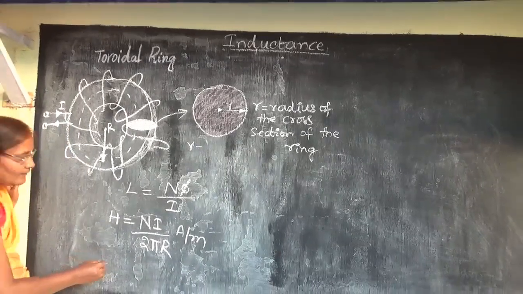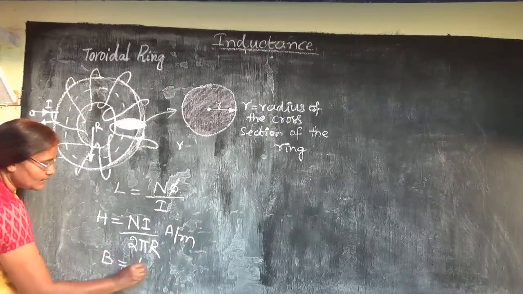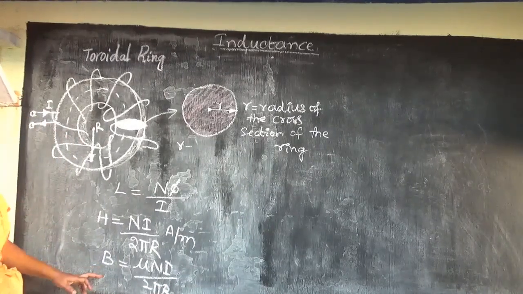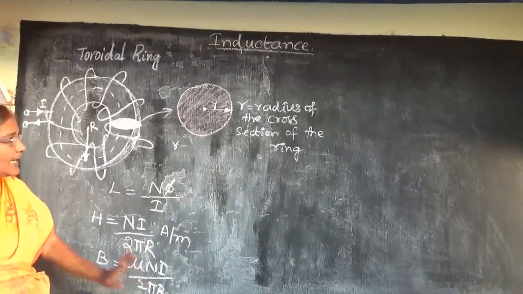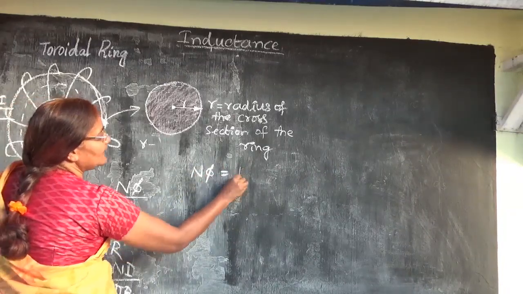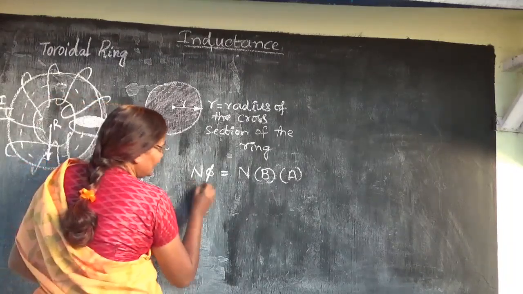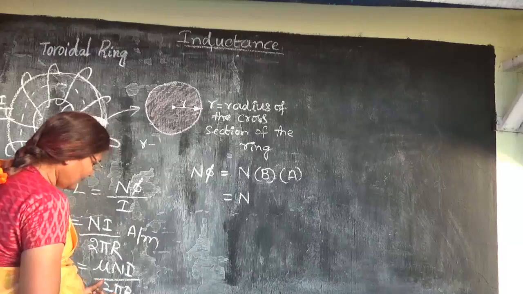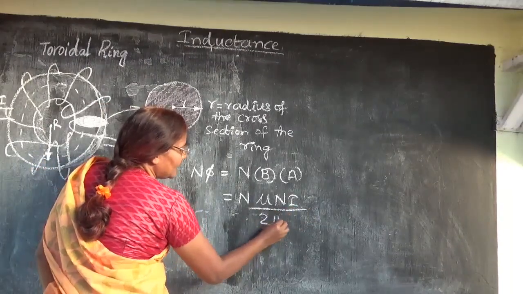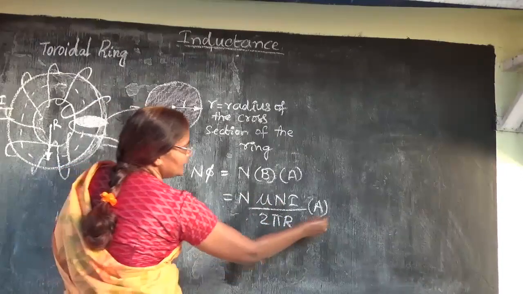So now what do you need? You need phi. To get phi, you need to calculate B. So what is your B? B is going to be mu N i by 2 pi r. Is it clear? So B is equal to mu N i by 2 pi capital R. So my total flux linkages N phi is going to be N into B into the area of that ring, so N into mu N I by 2 pi r into area A. So these are the flux linkages, Weber turns.